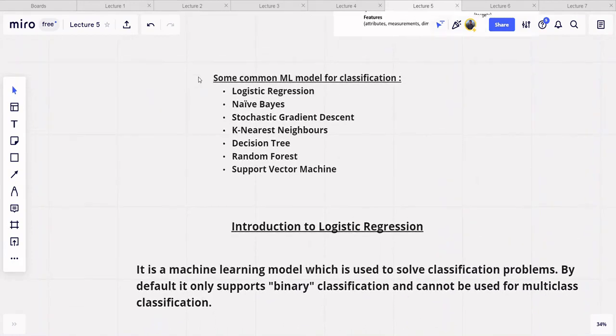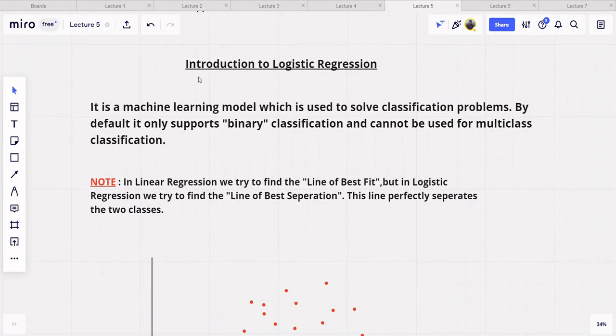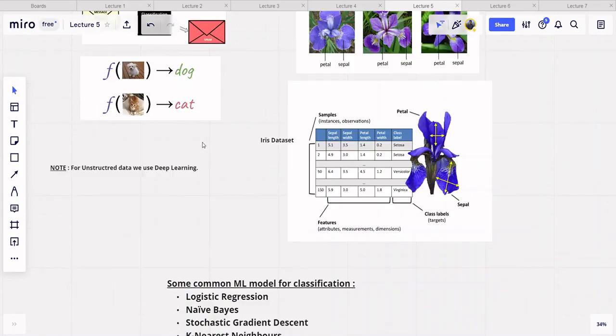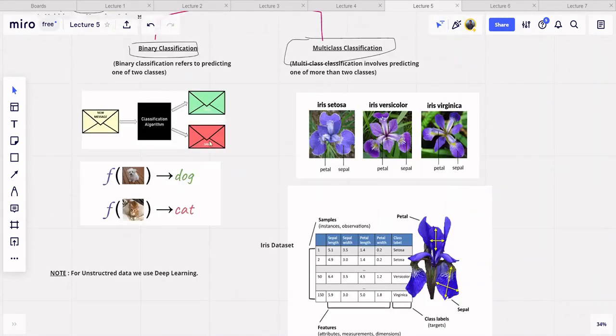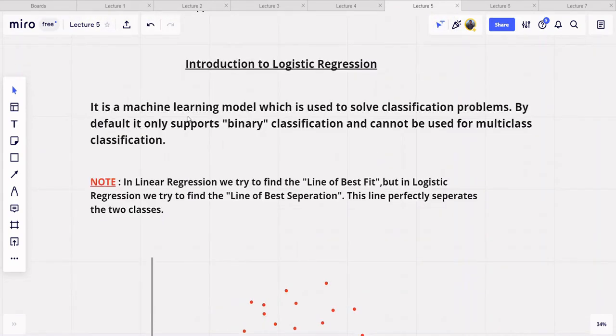So what is logistic regression? Logistic regression is a method or a machine learning model which is used to solve classification problems. By default it solves only binary classification. So if we wanted to predict if a mail is spam or not, in this particular case we have only two classes, so we can use logistic regression here. Logistic regression does not support multi-class classification, it only supports binary classification.